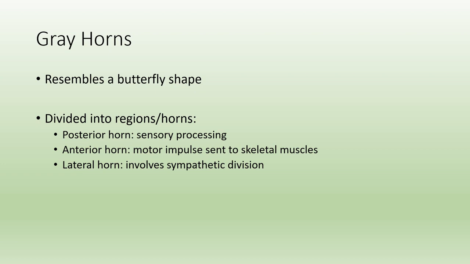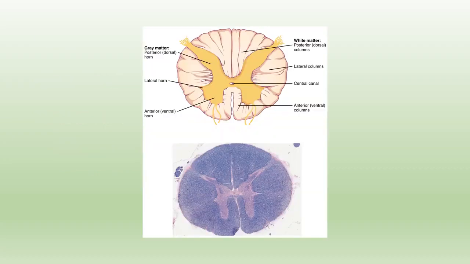Now the posterior horn contains all sensory processing information. The anterior horn is going to be containing motor impulses that are ultimately sent to skeletal muscles. And the lateral horn involves the sympathetic nervous division. So this is an actual picture of spinal cord, and here's a schematic drawing of it, but you can see it looks like a butterfly, and one half is like a mirror image of the other half.